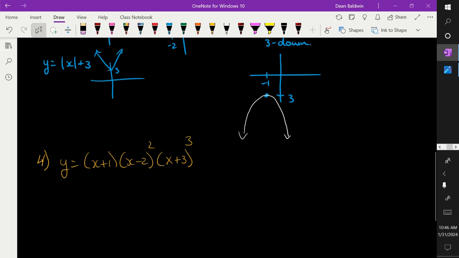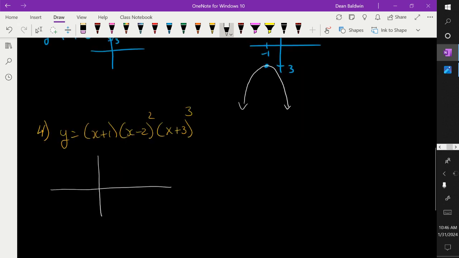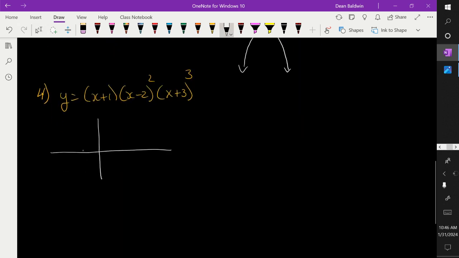x plus 1, x minus 2, x plus 3. So, this is a polynomial. What are the x-intercepts? When it's in factored form, you just look at the brackets. What makes each bracket 0? Negative 1, 2, and negative 3 for the last one.